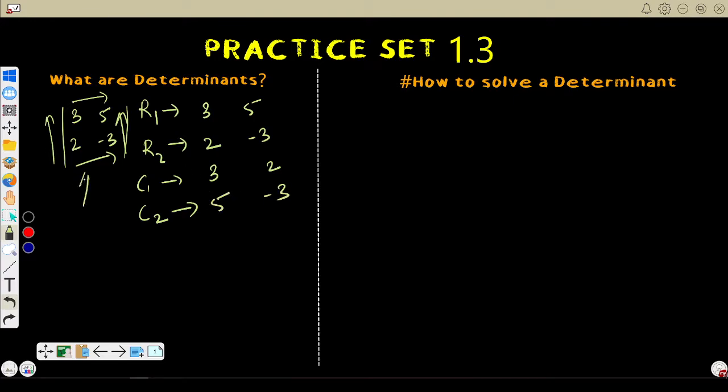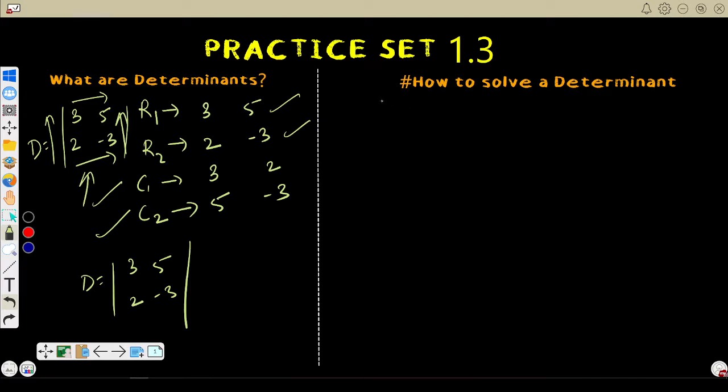So in this particular example, the numbers are arranged in terms of rows and columns and the numbers are enclosed within two vertical lines. Such an arrangement of numbers is known as a determinant. Also remember, to represent a determinant, we take help of any capital alphabet. So in this example, I will say determinant D is equal to 3, 5, 2, minus 3.